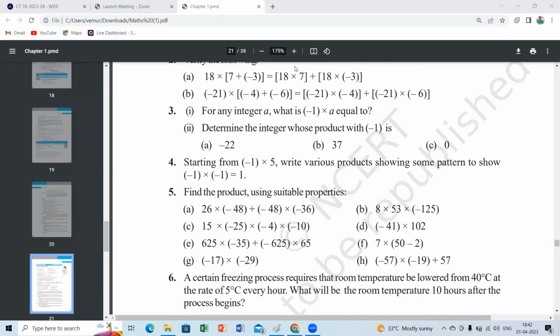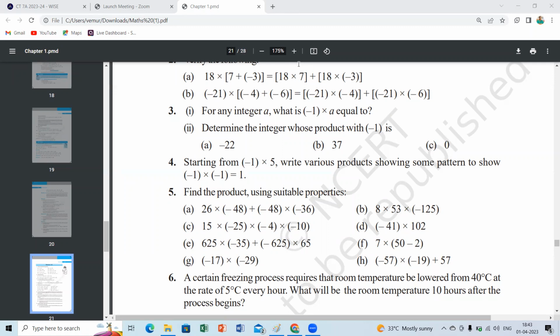Come on, Anubhav. Let me go with question number 3. For any integer a, either positive or anything, what is negative 1 multiplied with a number? Any number multiplied with a negative number. Ma'am, is it negative a? Very good, it's negative a. Because 1 multiplied with 3 means minus 3. 1 multiplied with minus 2 means 2. So any number a multiplied with negative 1 is obviously negative a.